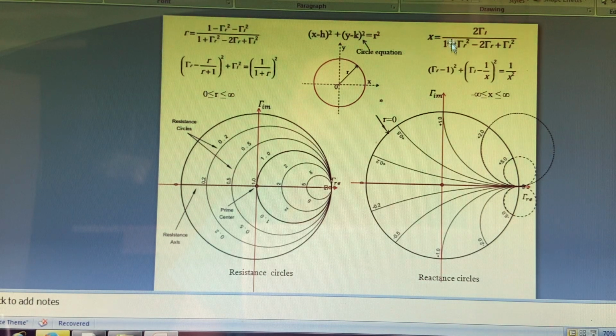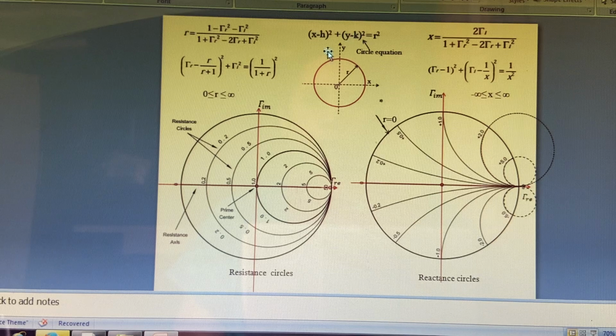Similarly, by rearranging this equation, we can show that the reactance and the reflection coefficient, the real term and the imaginary term, are related through a circle equation. Again, it has a center and a radius. The radius is 1 by x and the center is 1 comma 1 by x. So here are the circle equations.